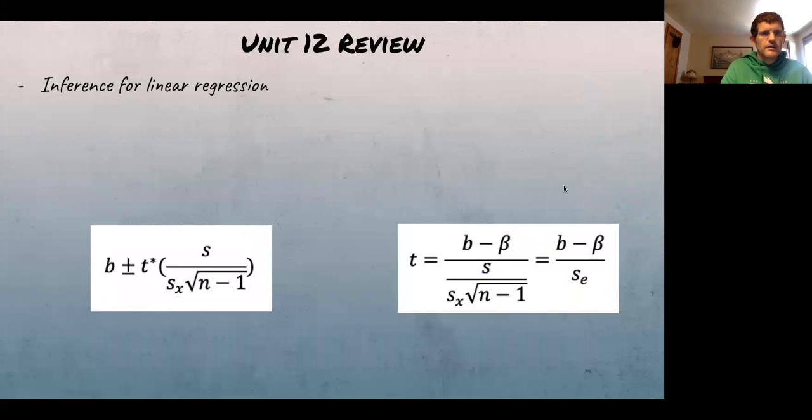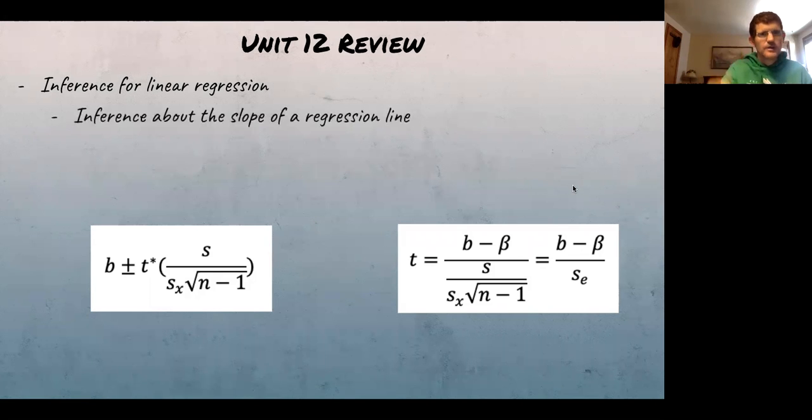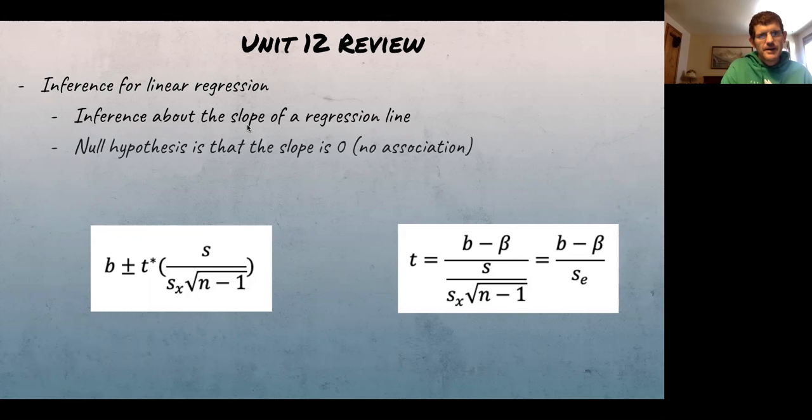Unit 12, Inference for Linear Regression. This is our most recent content that we introduced, so hopefully it's fresher on your mind and you are not going to have to dig too deep to bring this back up. Inference about the slope of a regression line. Okay, that's what this was all about. But the key thing, the reason I wrote that, is that we're talking about the slope of a regression line. That's the only thing we're doing inference on right here.